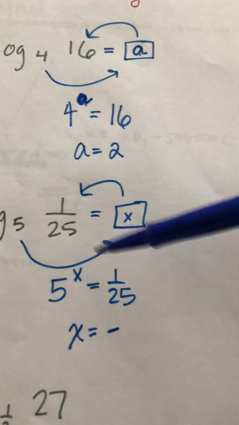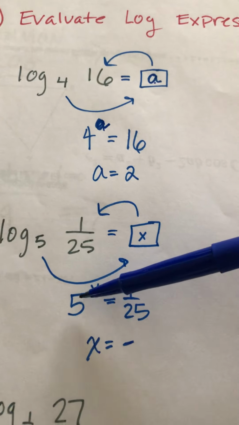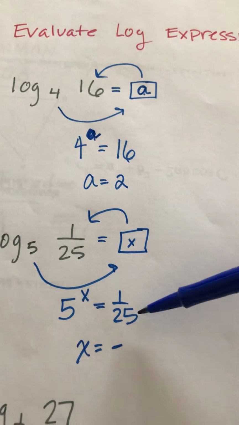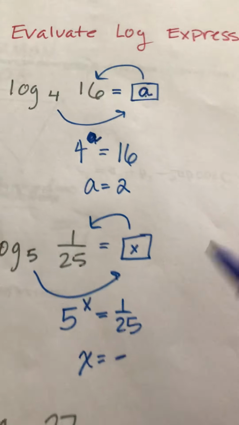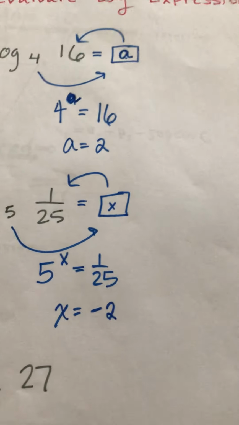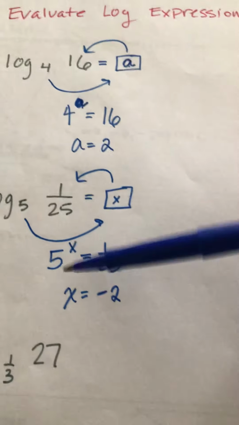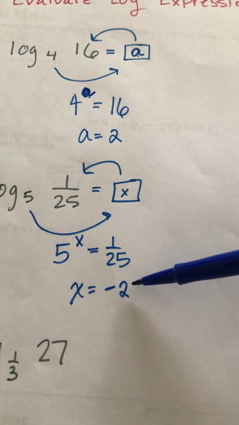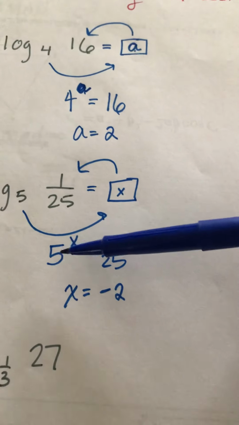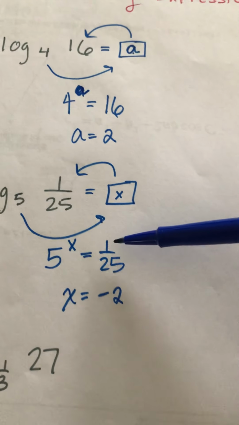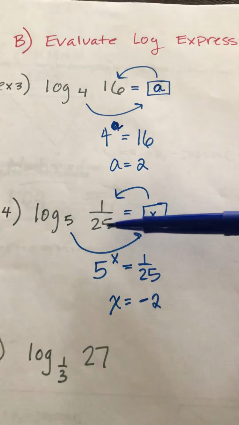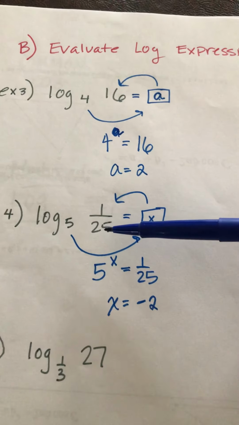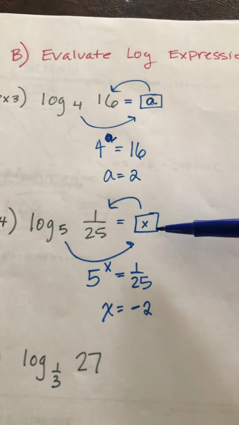Well, now I look at the relationship: 5 to some power has to equal 25. Well, what do I raise 5 to get to 25? The answer is 2. So my final answer is x would have to equal -2 because 5 to the -2 would equal 1 over 25. And again, if you put this into your calculator, log base 5 of 1 over 25, you should get an answer of -2.